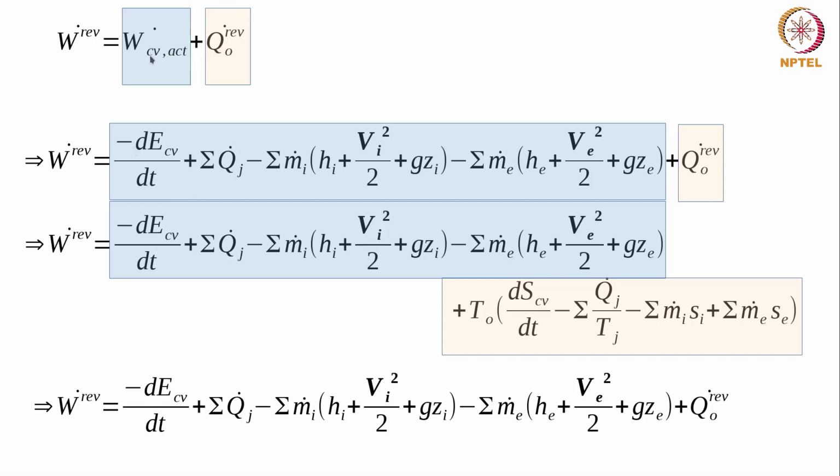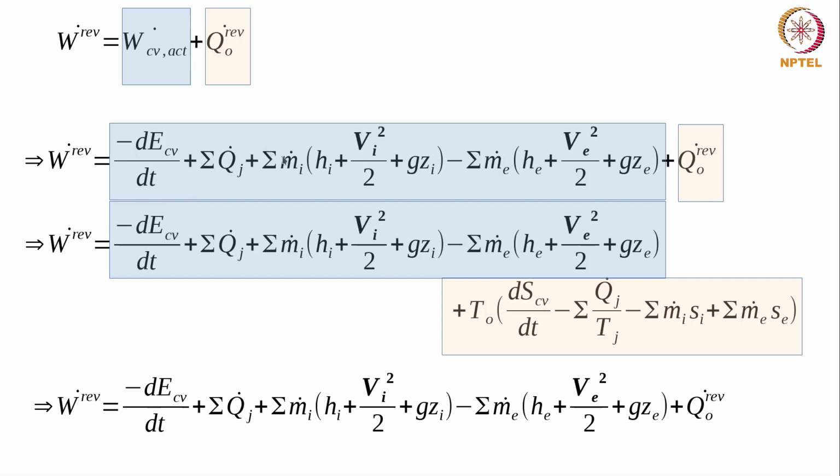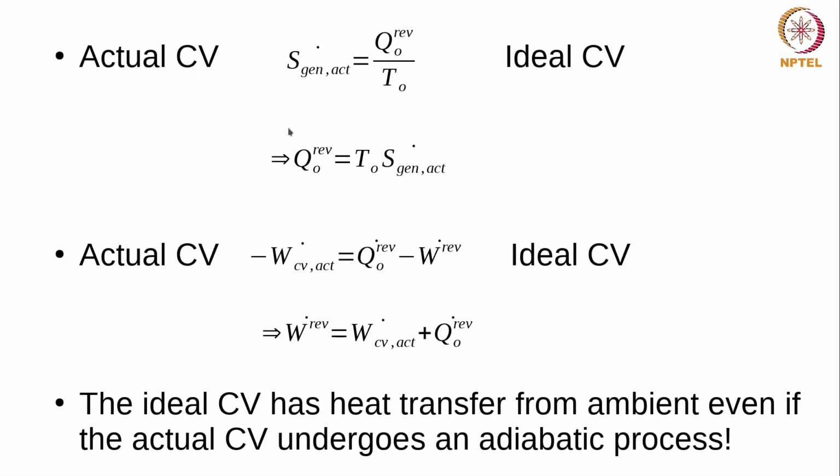So we have W dot CV actual is minus dE by dt of the control volume plus sigma of all the heat transfer which happens plus sigma of Mi dot into whatever energy is being brought in minus sigma of Me dot into whatever energy is being taken out. And now we have this extra term Q dot reversible from the ambient. So in the previous slide, we noted that Q dot reversible from the ambient is essentially given as T naught into whatever is the entropy generation in the actual case.